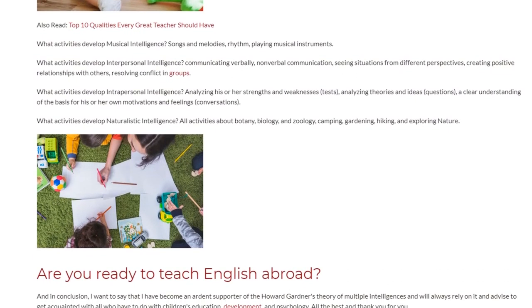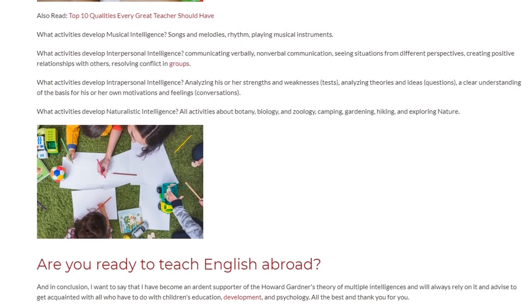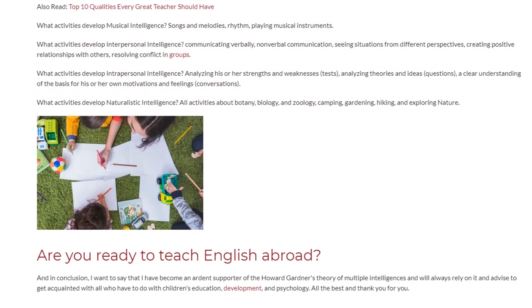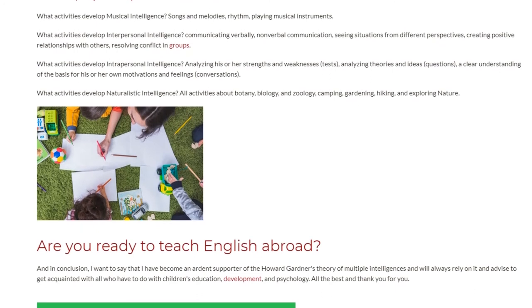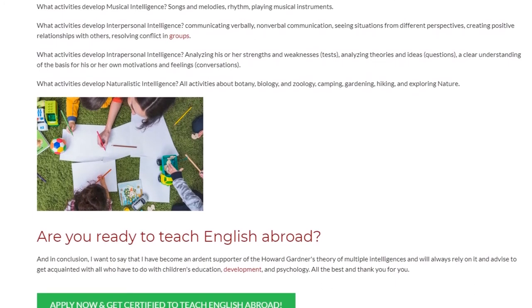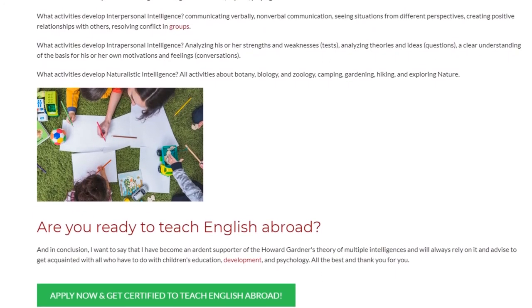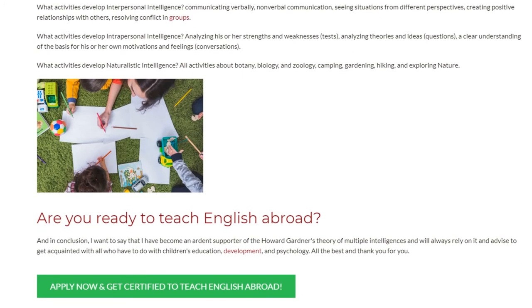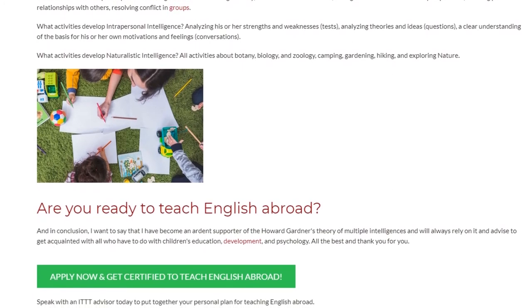And in conclusion, I want to say that I have become an ardent supporter of Howard Gardner's theory of multiple intelligences and will always rely on it, and I advise all who have to do with children's education, development, and psychology to get acquainted with it.